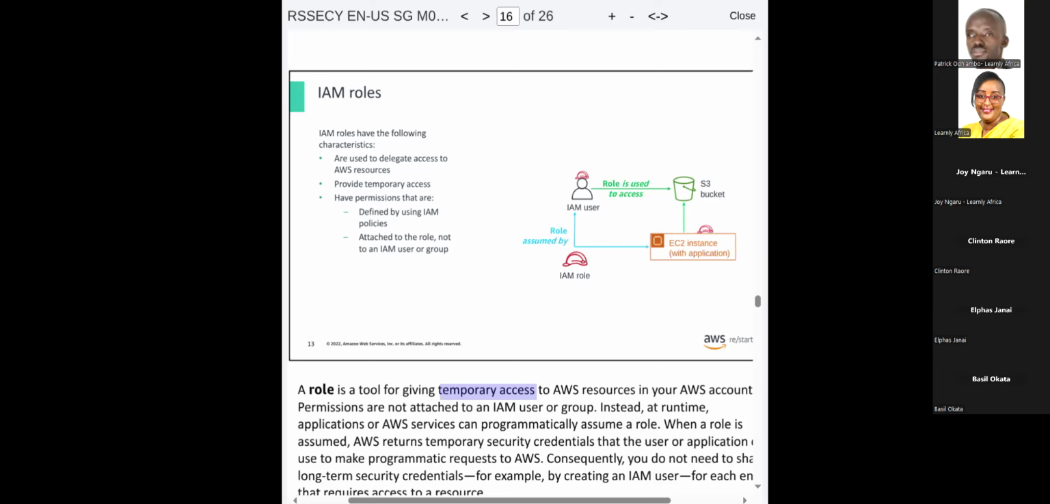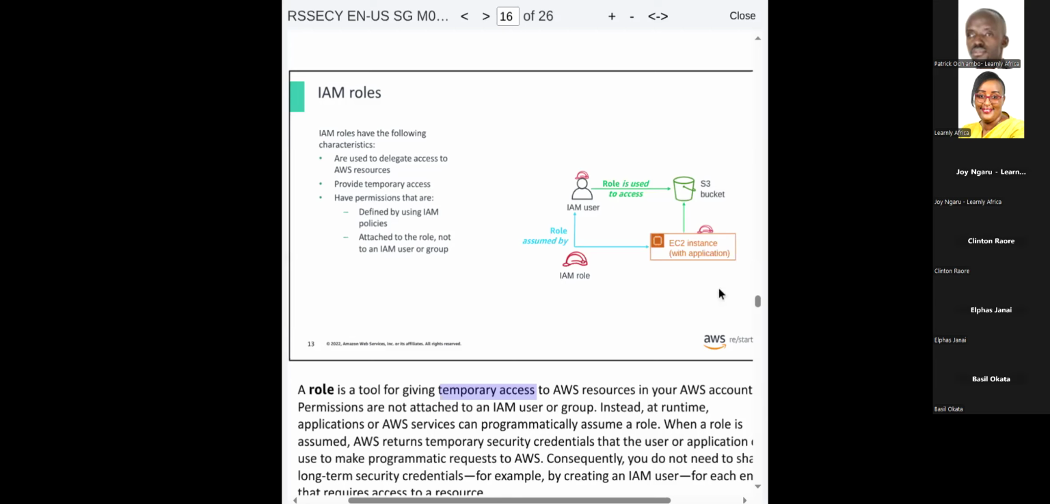I'll create a role and then I'm going to go to my EC2. I'm going to let EC2 assume this role. Now, EC2 is going to assume this role and then it can be able to access my S3.